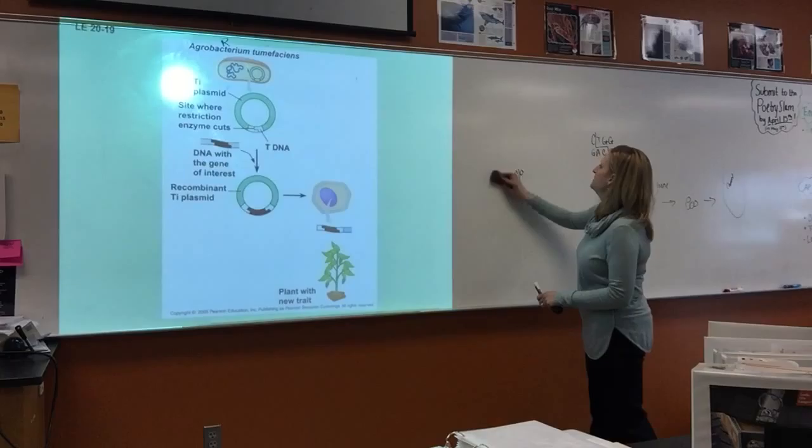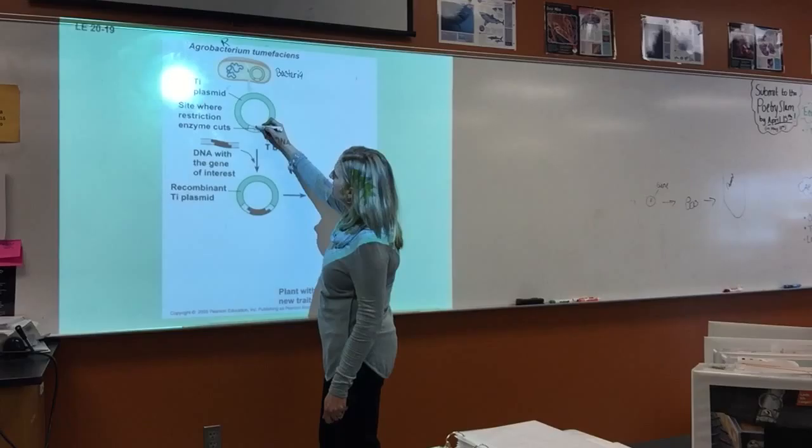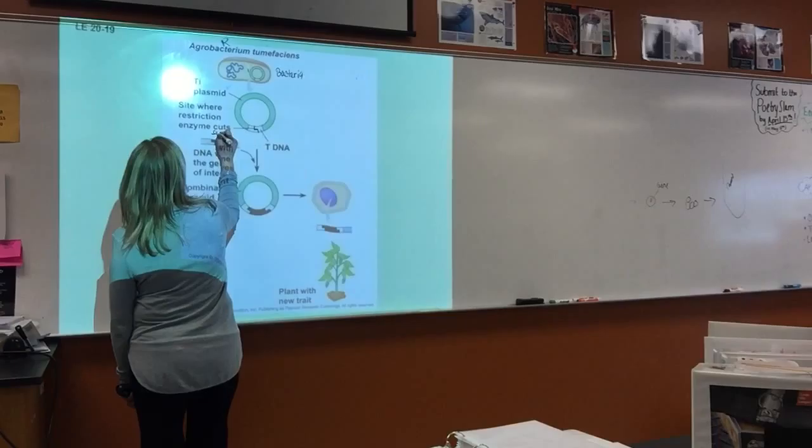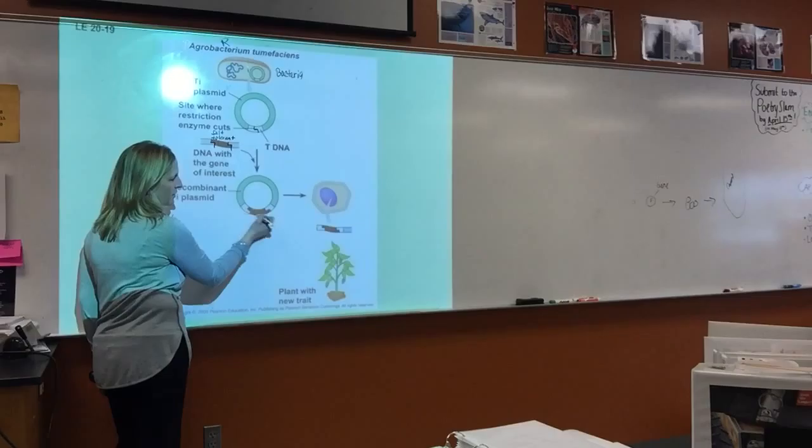We have, here's your bacteria. So this is a bacteria. Isolate the plasmid. This is like we did in the paper activity. Use a restriction enzyme to cut it. Let's say this is the salt tolerant gene that I just talked about. We cut out that gene with the same restriction enzyme, so we have the same sticky ends. Mix them together, they're glued together, and now this is our recombinant plasmid.